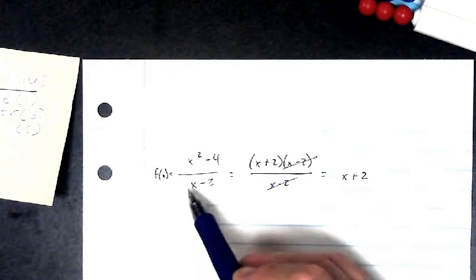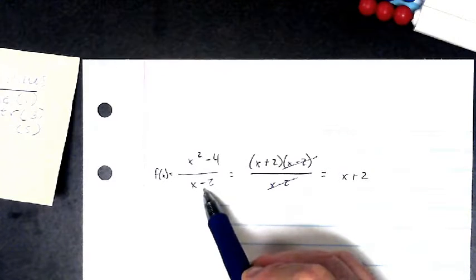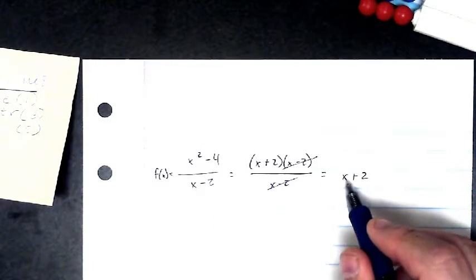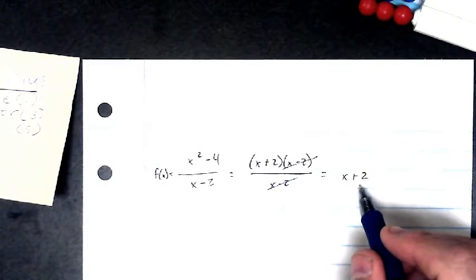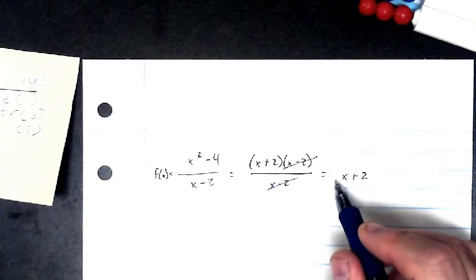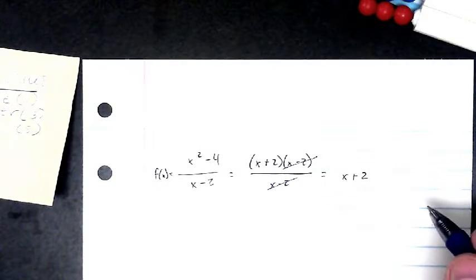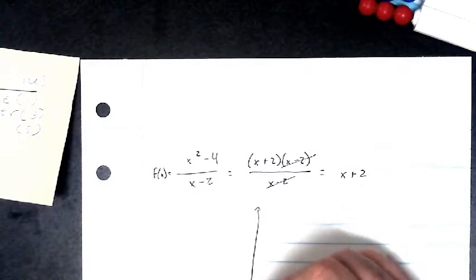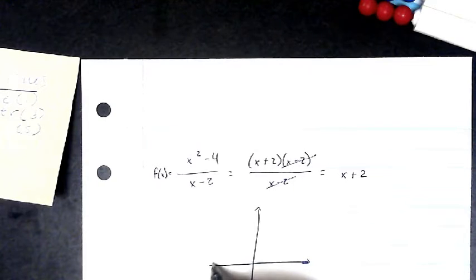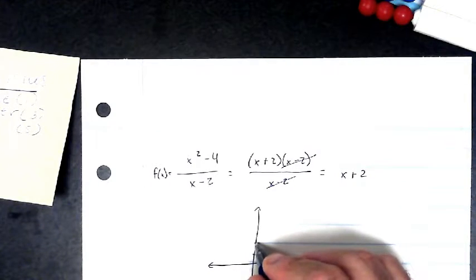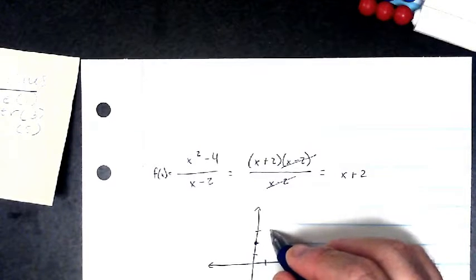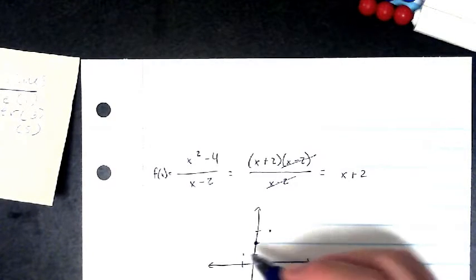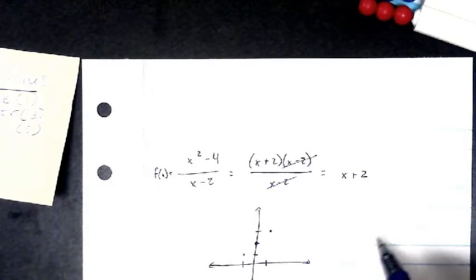Now when we graph this, the graph of this original function is going to look exactly like the graph of just x plus 2. This is linear, with a y-intercept of positive 2 and a slope of 1, y equals mx plus b. So y-intercept of 2, slope of 1. We can graph that line.